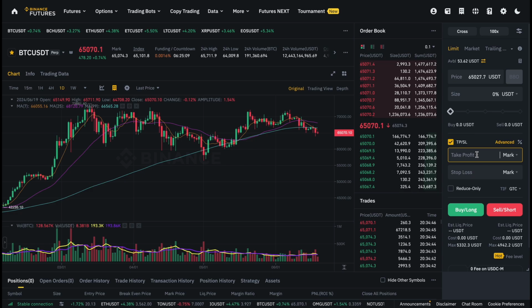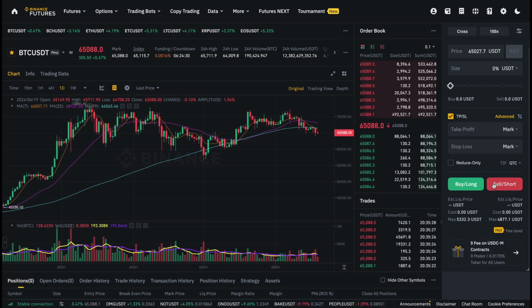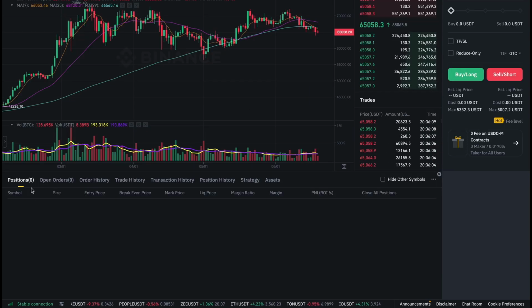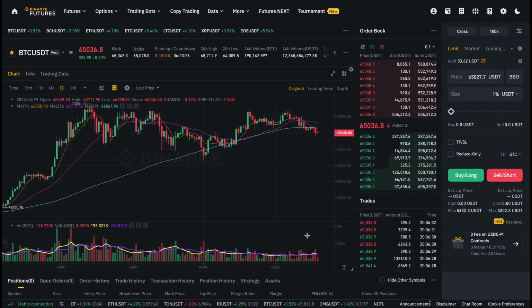Okay, so here you put on your take profit. Here you put in your stop loss. Here you buy long and you sell short. And down here you can see your positions, open orders, order history, trading history, transaction history, position history, strategy, and assets. Now I'm gonna show you how you can get in a trade.